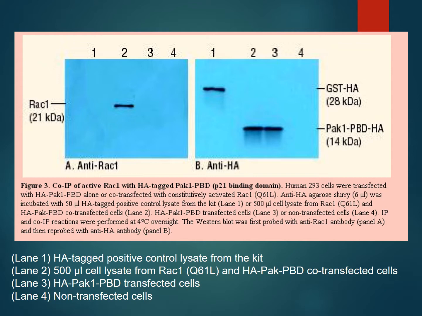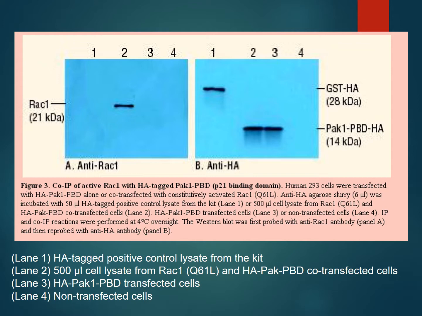So if you purified, co-immunoprecipitated with a Ha antibody, you pull down RAC and PAC, and you did a Western and you tested with the anti-RAC, there it is. And if you did an anti-Ha, you would find, here's the PAC antibody in lane 2 and in lane 3. But remember, there's no RAC here in lane 3.